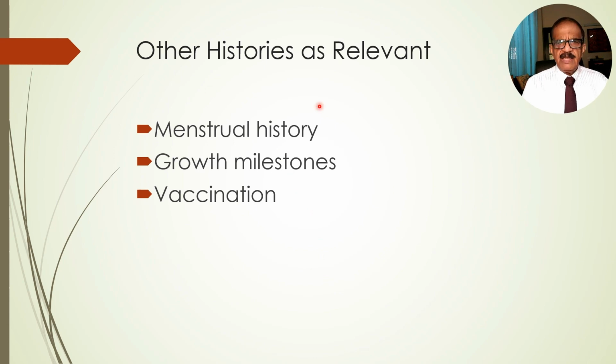Then other relevant histories: in women of menstruating age, menstrual history will be important. In children, growth milestones will be important, and particularly vaccination will also be important. So that concludes our second module on history. I covered, for example, starting with personal profile, presenting illness, history of present illness, at the end systemic review, then all histories like past history, family history, social history, and personal concerns.